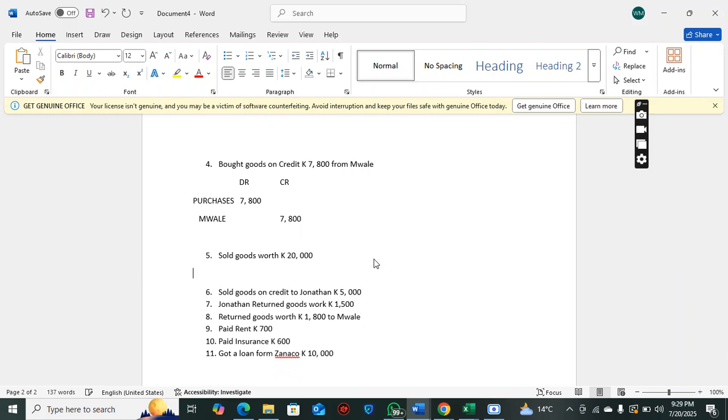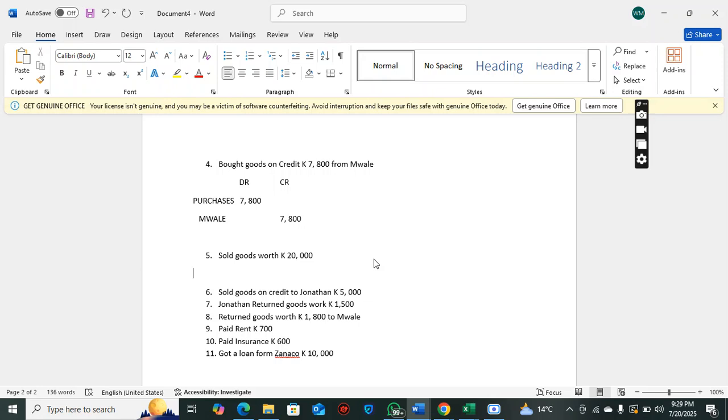The next transaction, sold goods worth 20,000. All right. So here we made a sale. These are cash sales, basically. That's the type of transaction. Step one, identify the transaction. This is a cash sale. Step two, identify the accounts involved, cash account and the sales account. The cash account is an asset. Sales revenue account is a revenue account or an income account.